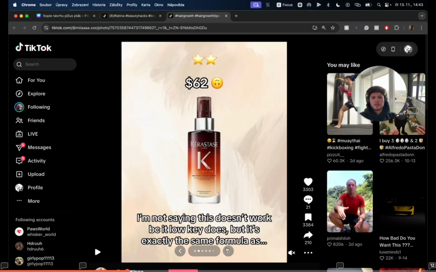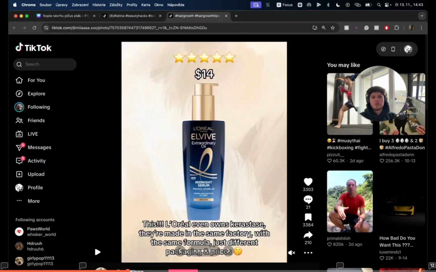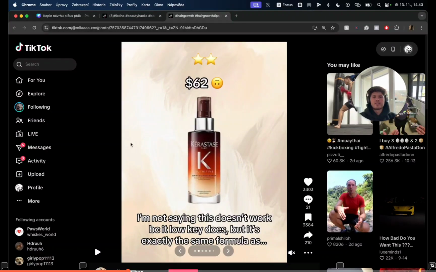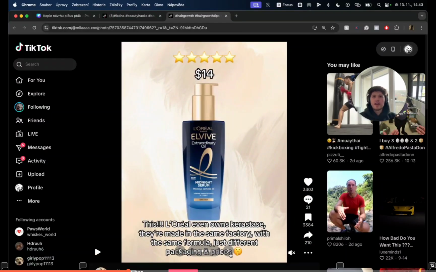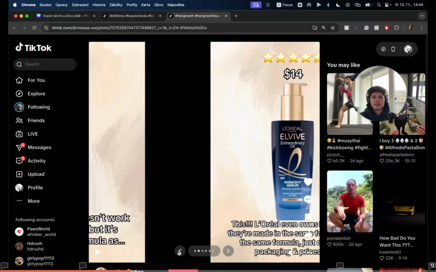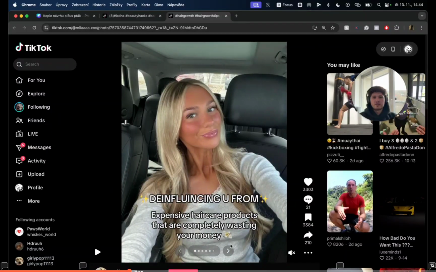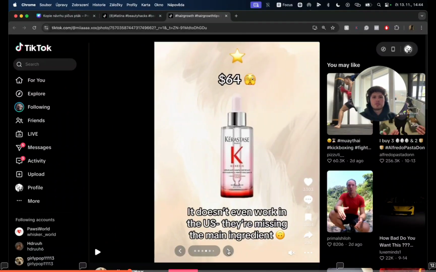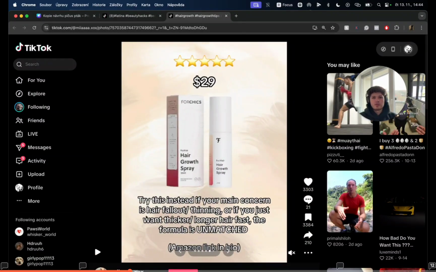And then the rating of the products, these also have to be something that the audience you're targeting is actually using. It can't be some random products from Temu or China or whatever. They have to be actual products that the avatar you're going to target is using. If you just use something random, it's not going to work. And then, for example: try this instead if your main concern is hair fallout, thinning, or if you just want thicker, longer hair fast, the formula is unmatched.